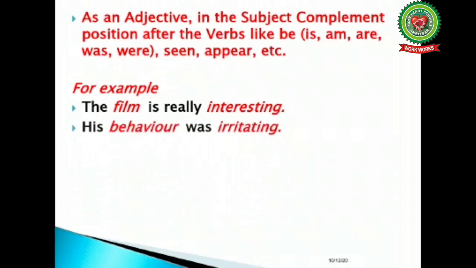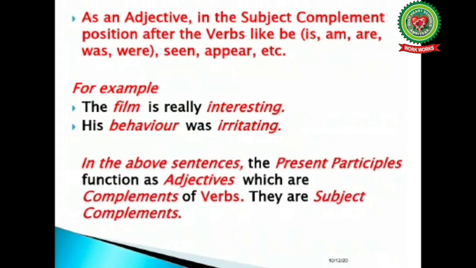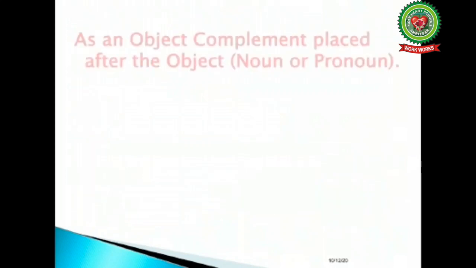Let us consider one more example. His behavior was irritating. The word irritating describes the noun behavior. So it acts as an adjective and it completes the sense of verb was. Thus, it acts as a subject complement. Children, in the above sentences, the present participles function as adjectives, which are complements of verbs. They are subject complements. Let us proceed to the next slide.